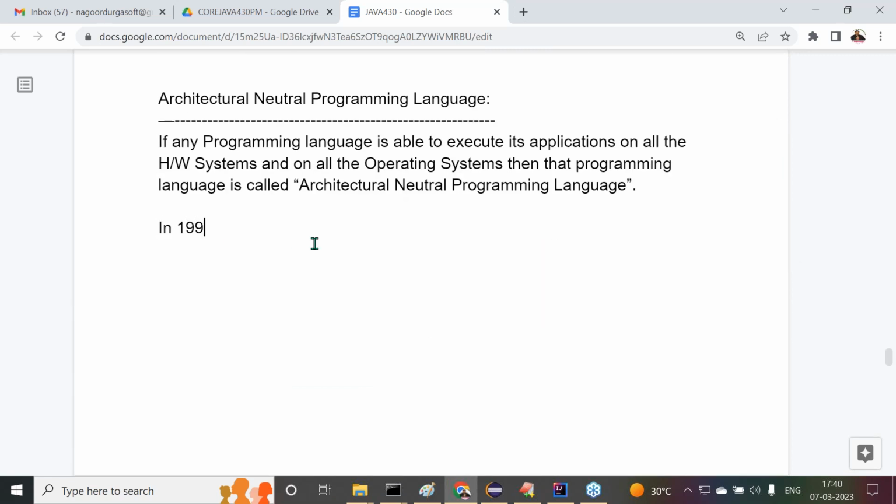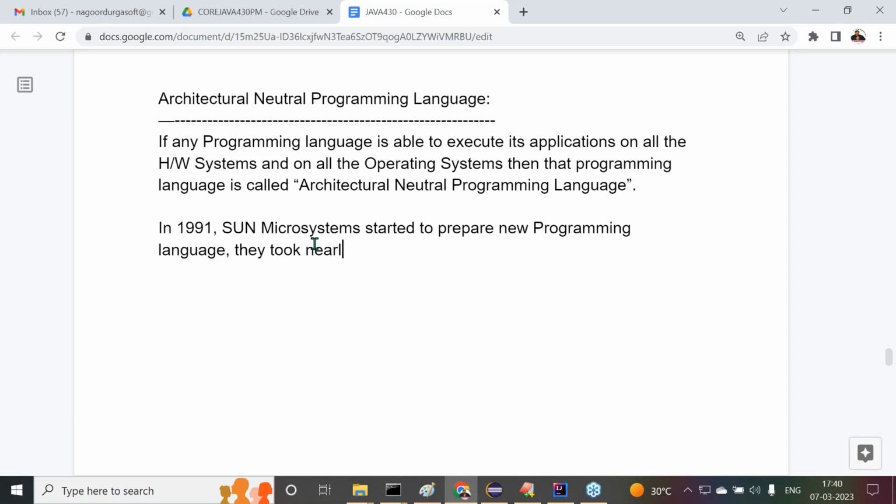In 1991, Sun Microsystems started to prepare a new programming language. They took nearly 2 years of time. Almost all 30 members of Sun engineers worked together. Finally, they took 2 years to complete that project.